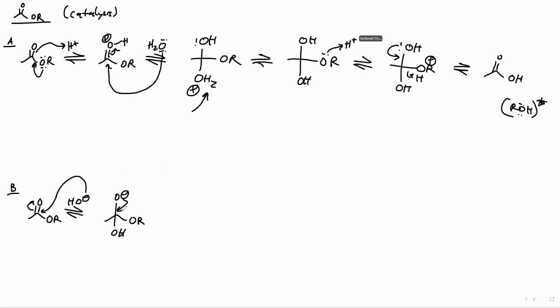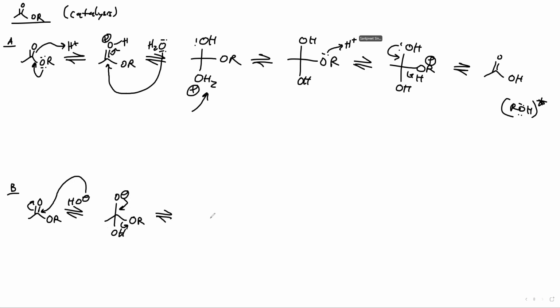Anyways, O minus wants to come down, but notice how there's OR and there's OH, right? If we kick off OH, that's just making the same OH, so we're going backwards. And if we kick out the OR minus, that's making a basic nucleophile. So a really good question is, what do we do, right? There's no way to protonate this. There's no way to make OR a better leaving group. So what do we do?